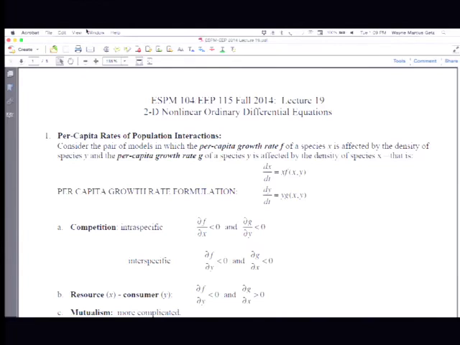There's the process of competition. That means x and y compete with one another. There's a process of predation. There's also a process of mutualism. Those are the most obvious ones.